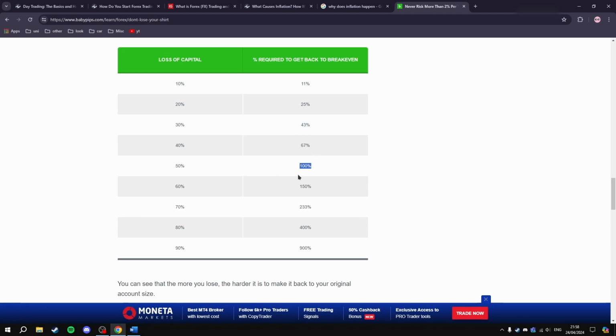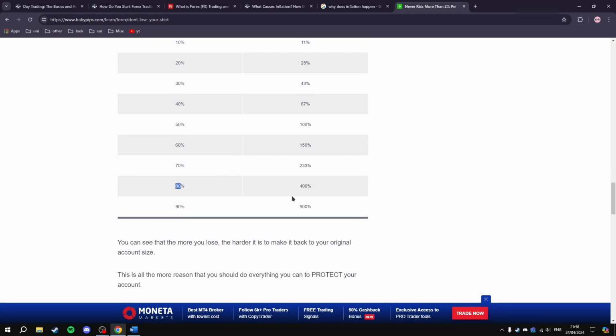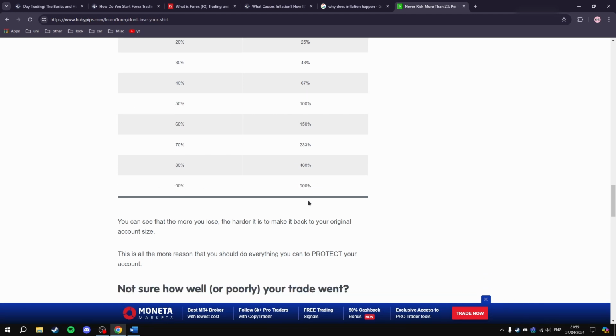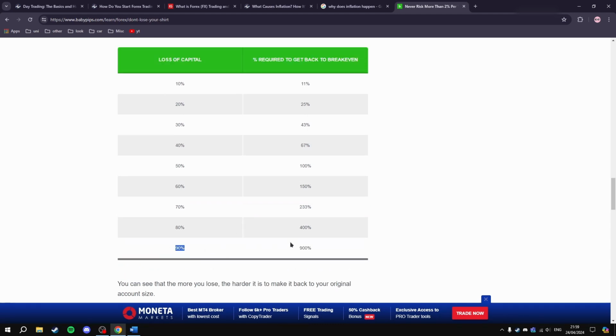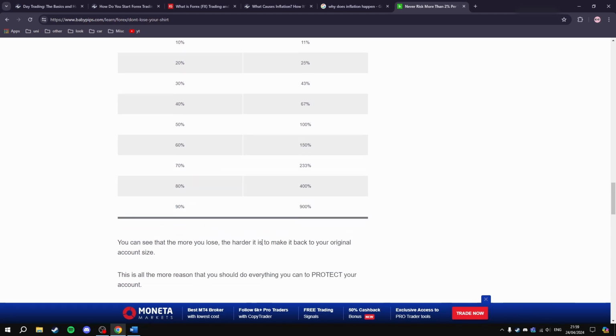50%, that's literally double. 60 to 150, more than double. 70 to 233, that's more than triple basically. 80 to 400, that's 5 times. 90 to 900, that's 10 times. So yeah, if you lost 90% of your account, GG's mate.